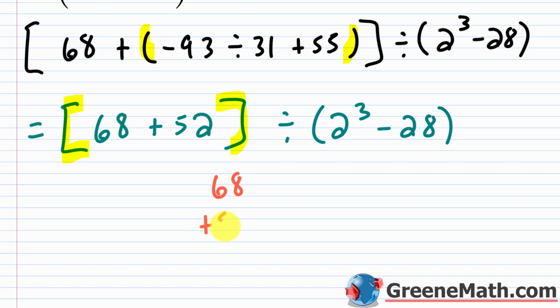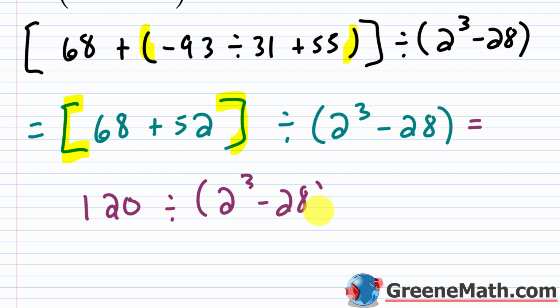So 68 plus 52, 8 plus 2 is going to be 10. Put a 0 down, carry the 1. 1 plus 6 is 7, plus 5 is 12. So this would be 120. And say this equals 120, so we're done with that, divided by, again, inside the parentheses, 2 cubed minus 28.